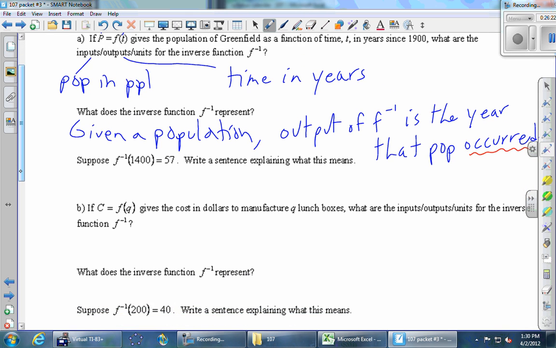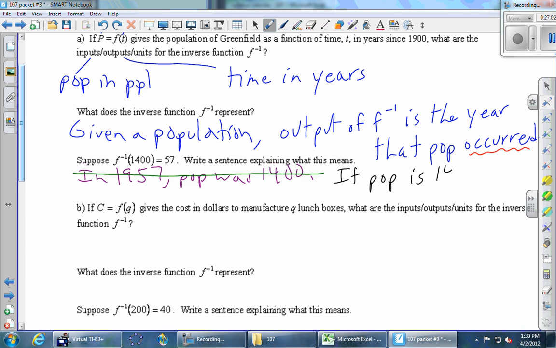Okay, so you could say this sentence in one of two ways. You could say in 1957, the population was 1400. I don't want you to say that. It's true, but I don't want you to say that. Because what did you do to the numbers, the order in which they were given, you reversed them, right? This is a sentence that f would say. f would say in 1957, what was the population? It was 1400. This is reversed. So we need to change the thrust of that sentence. We need to make it so that it's an inverse kind of sentence.